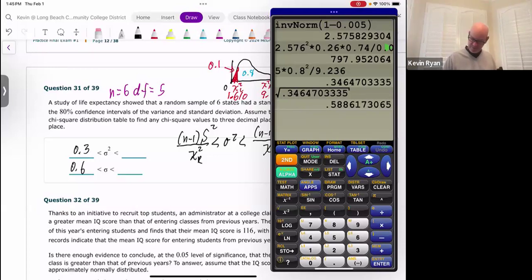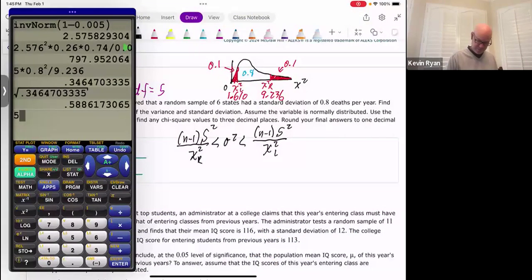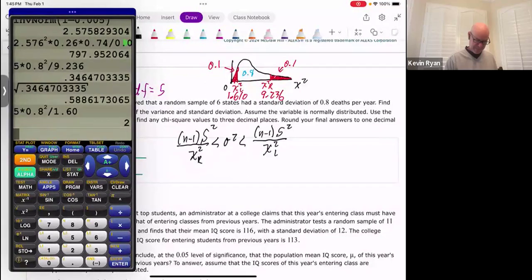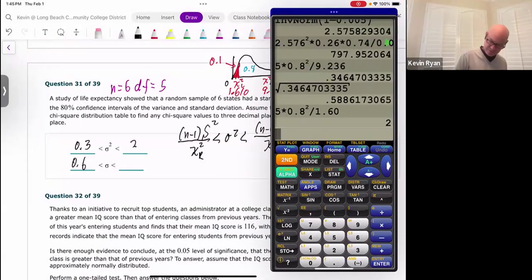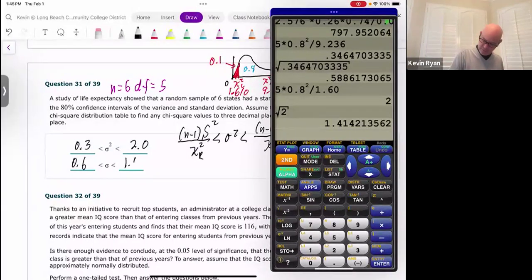We'll do the other side of that now. So 5 times 0.8 squared divided by 1.61. Really? Exactly 2? Oh, yeah. Weird. 2 and then the square root of 2. 2.0. And then the square root of 2 is about 1.4.